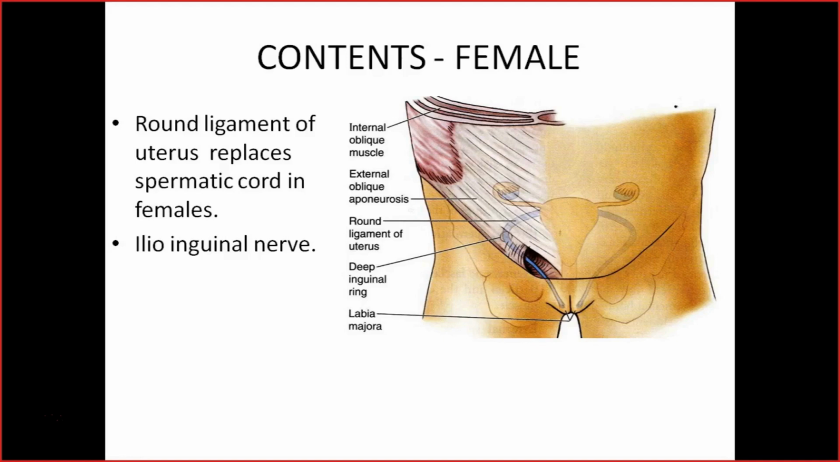Clear? Okay. And one more thing you have to remember, we have these two contents, right? The round ligament and the spermatic cord will be seen on the whole extent of the inguinal canal. It is the major content. Okay. But the ilioinguinal nerve is a partial content, because it is going to pierce the internal oblique and come out in the middle of the inguinal canal. So it is considered a partial content. The spermatic cord and round ligament are considered whole contents.